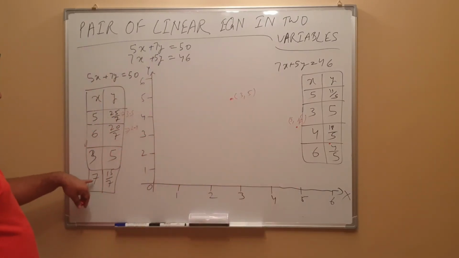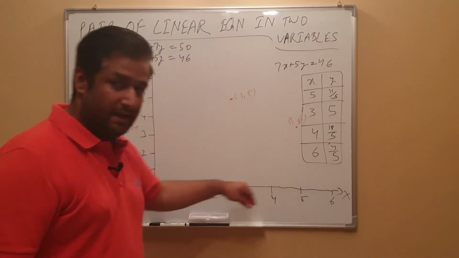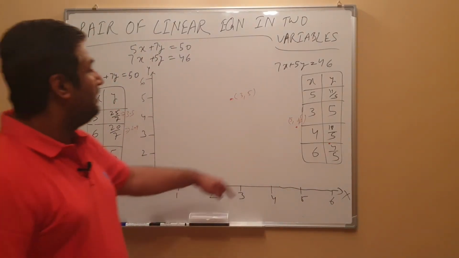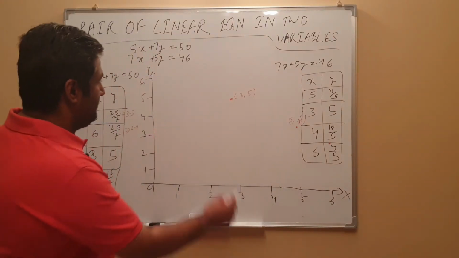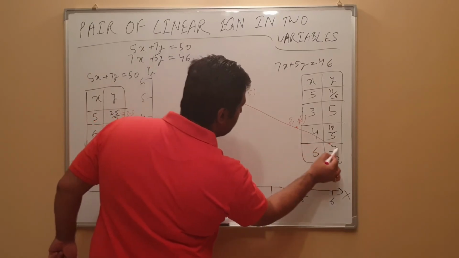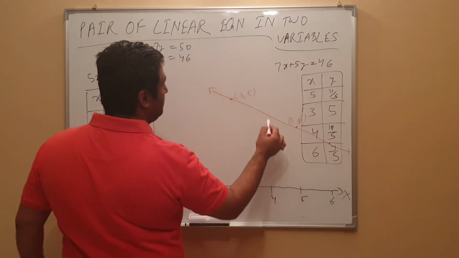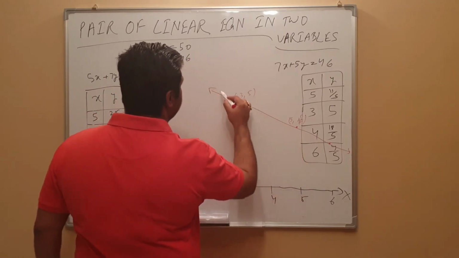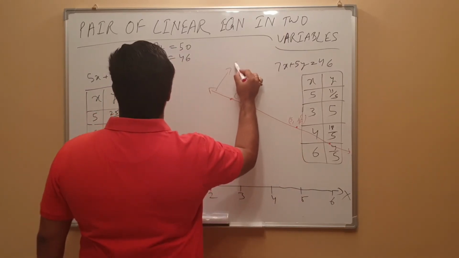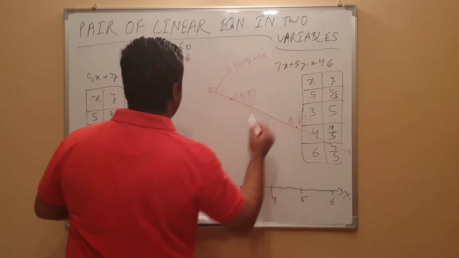And the fourth is when x is 7, y is 15 by 7. We don't have that much axis, so we'll just forget about this. So now we'll just join those points. Now this is the graph of 5x plus 7y equals to 50.